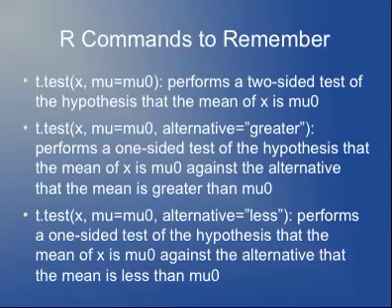Here's a cheat sheet of the commands to remember from the lecture. Here are the different t-test specifications. First, this t-test performs a two-sided test of the hypothesis where the mean is specified here, so mu equal to whatever value is the test that you're performing. If you don't specify the alternative, it will do a two-sided test. But if you want to do greater, you can specify that, or if you want to do less than, you can specify that as well.